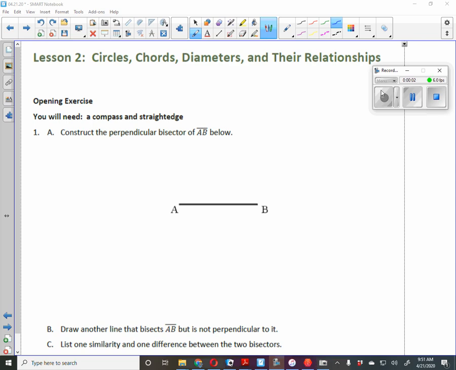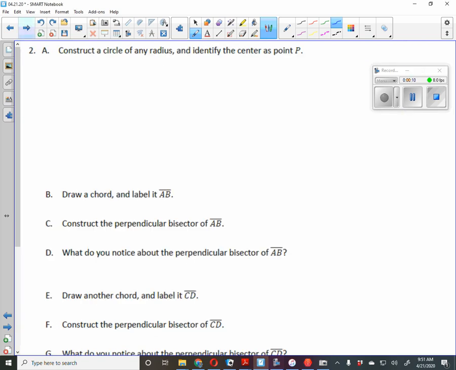All right, lesson 2, circles, chords, diameters, and their relationships. And we're going to start not with the open-end exercise, but with problem number 2, where they ask us to construct a circle of any radius and identify the center as point P. And then they ask us to draw a chord.